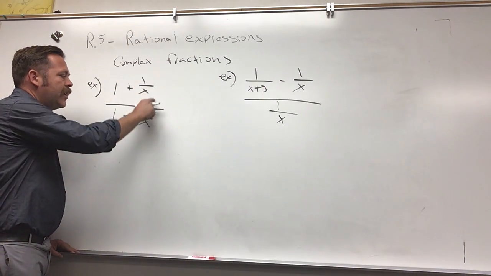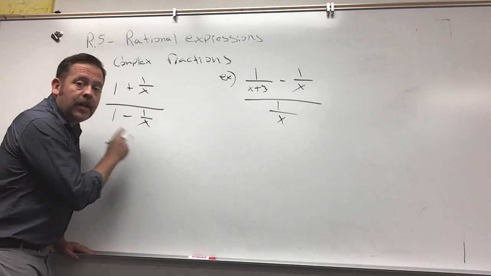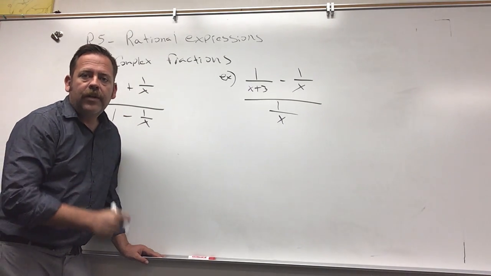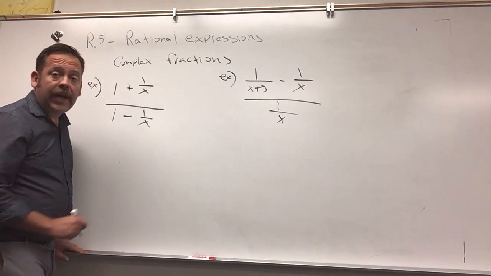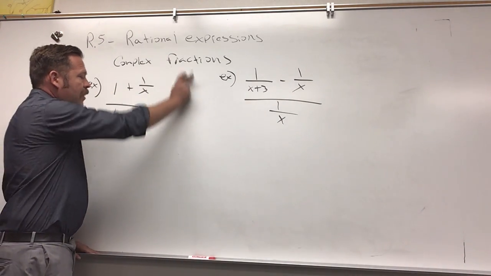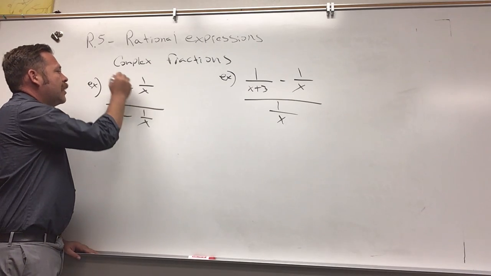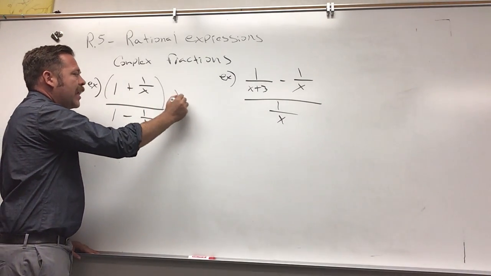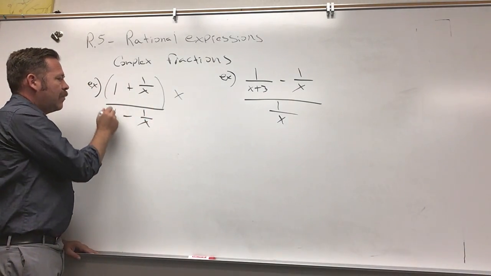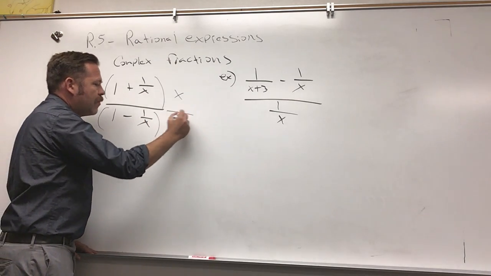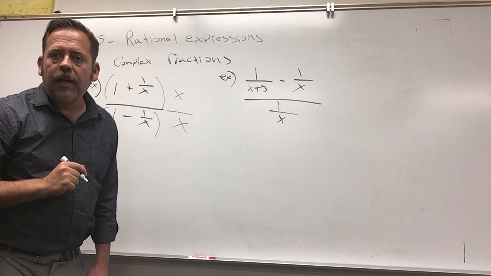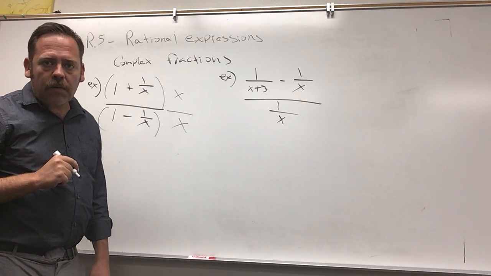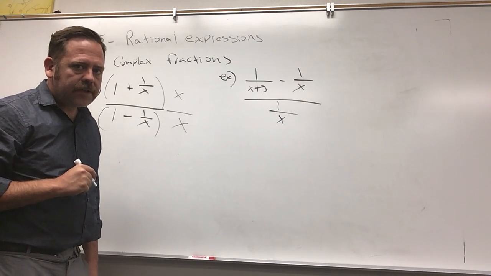I got this one here and this one here, and both of them have the same denominator. So the lowest common denominator of all of our subfractions is just x. So I'm going to take this whole big fraction and multiply the top by x and the bottom by x. How come I'm allowed to just go around and multiply by x over x?